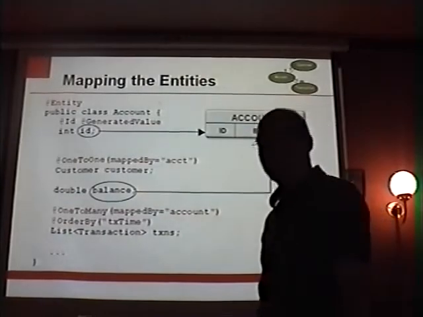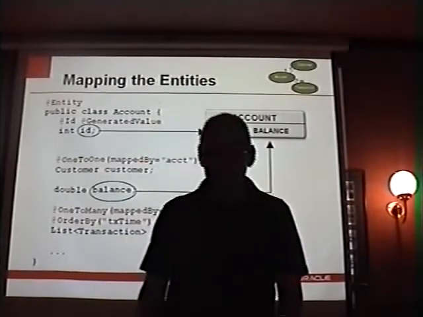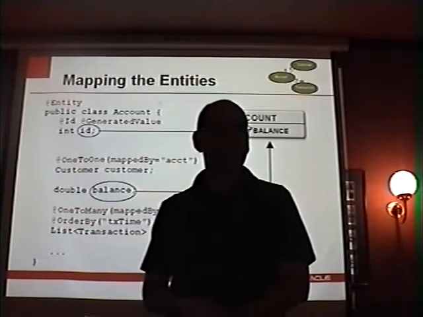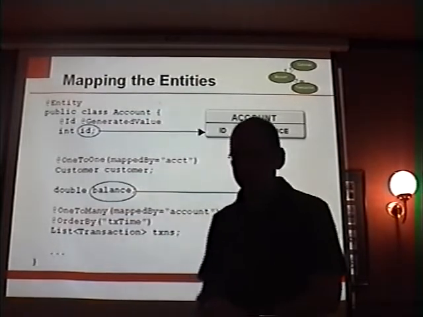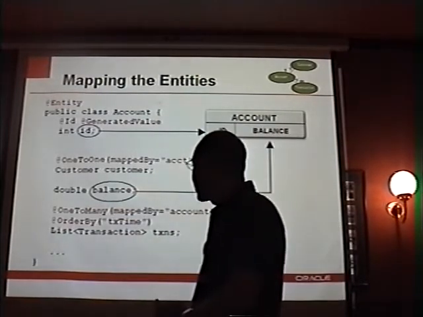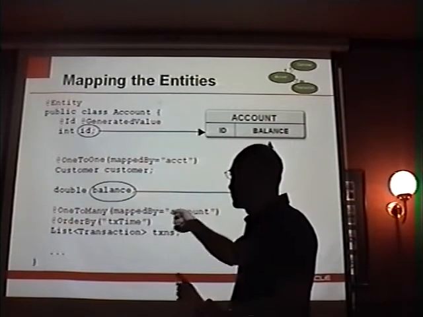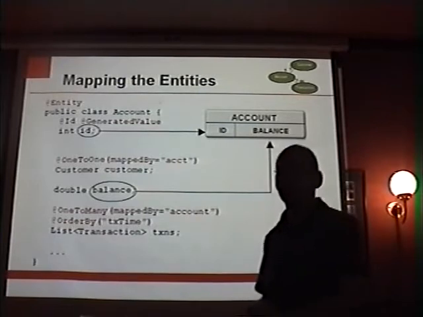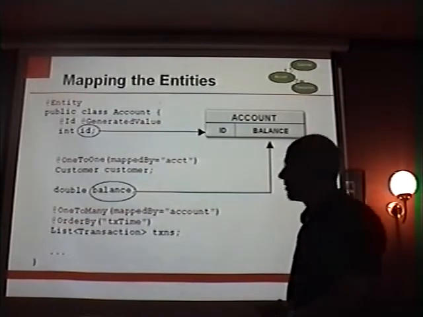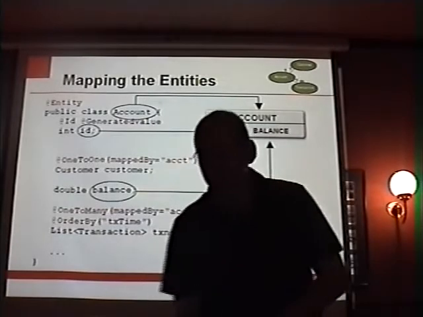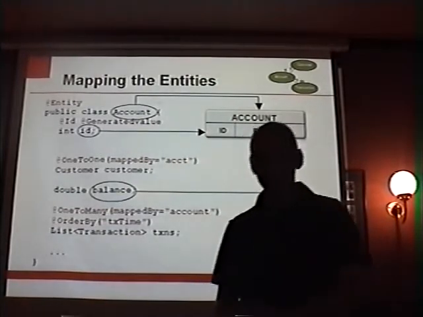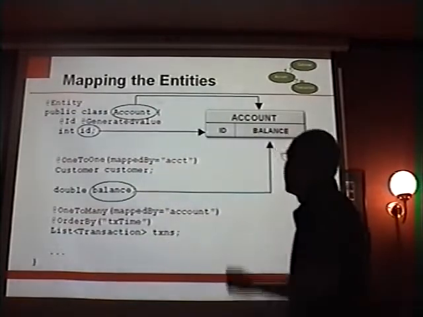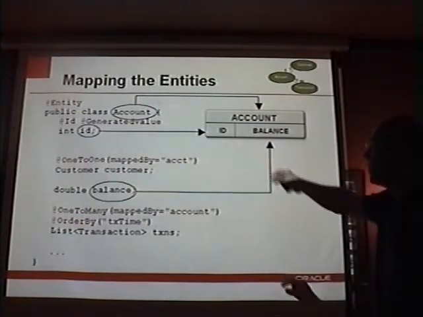So here we have our new account. It's got now a bunch of transactions. And we're using a generic here to say that it's a list of transaction type. If you didn't have a generic and you didn't say that it was a type transaction, then you'd have to specify the type in the one-to-many annotation. But here we see that we're using the default table name of account. The generated value and ID we already know.